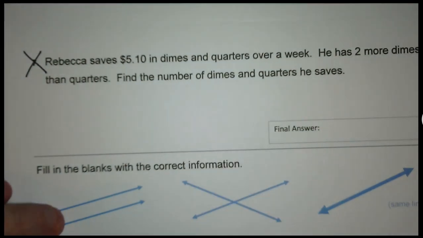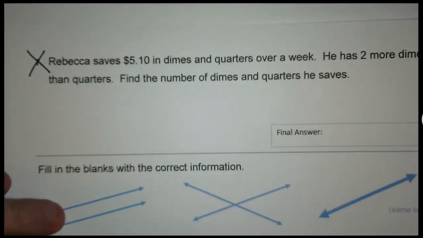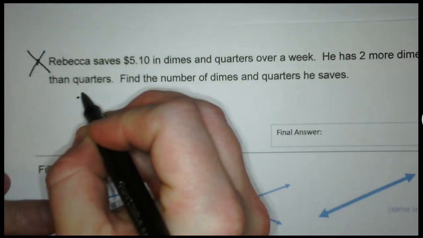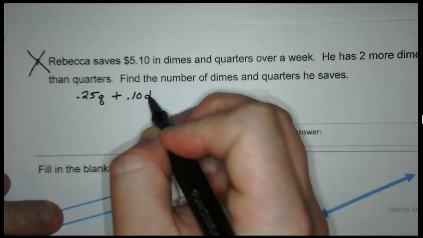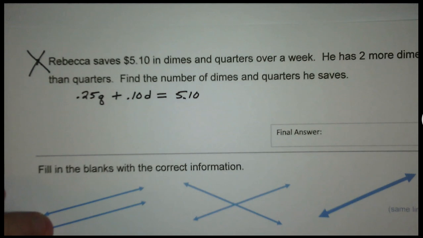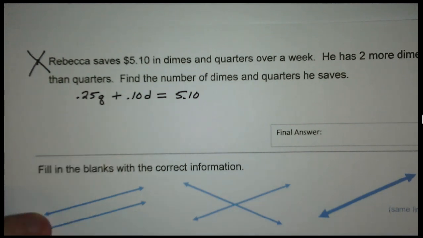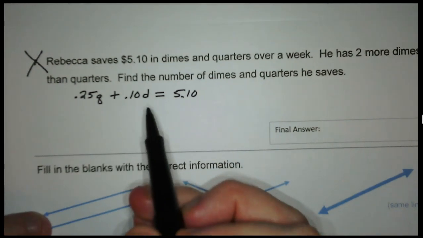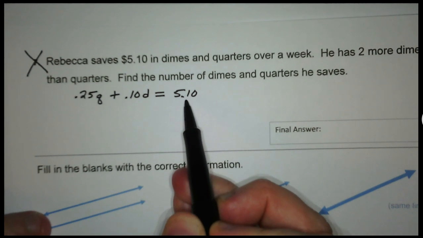So remember, this is where you could either guess and check, and just make sure you come up with a number of dimes and a number of quarters that makes all this make sense. But what you could do is the whole setting up of an equation, where you do 0.25 times the number of quarters, the mystery number of quarters, which we're just going to call Q, plus 0.10 times the mystery number of dimes, and that's how you're going to total up your $5.10.